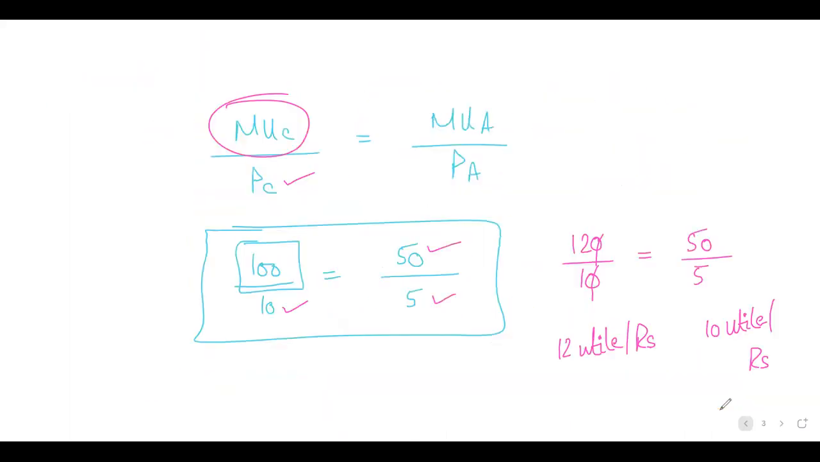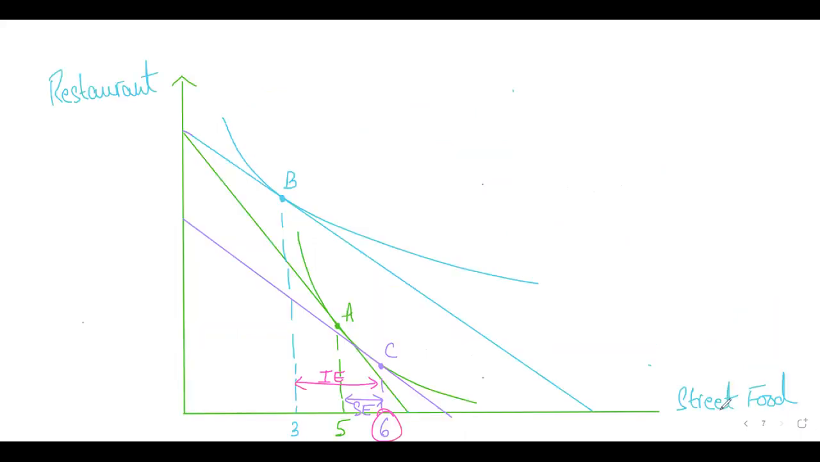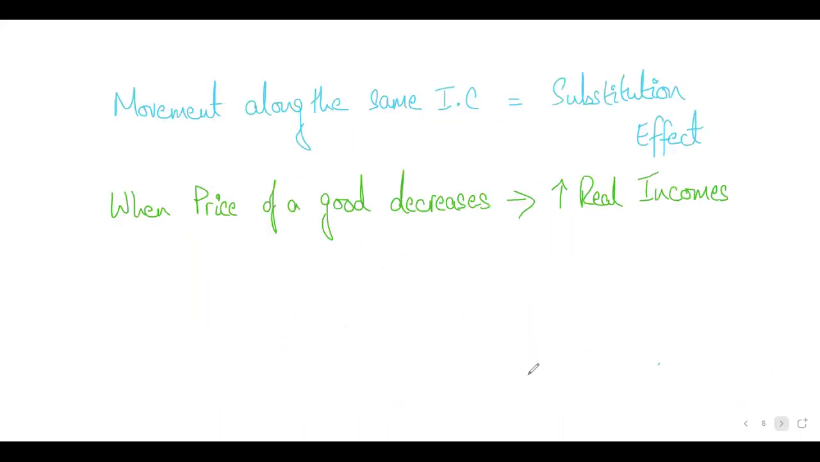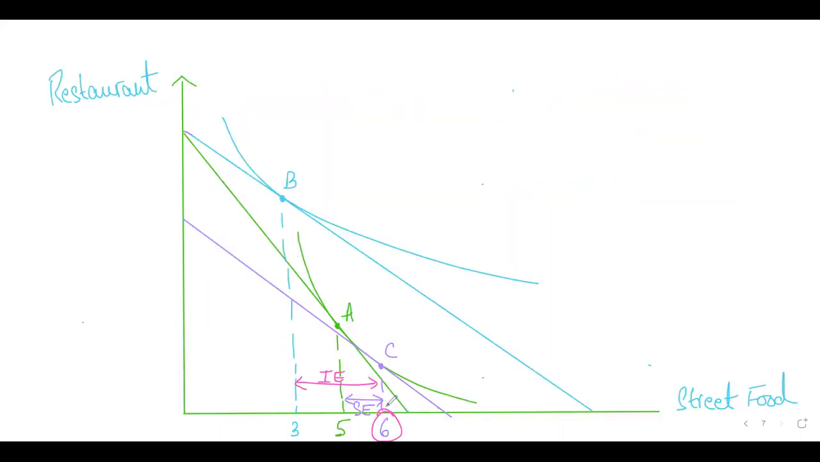this was a normal good, right? Whereas in the case of an inferior good, you saw that income effect was not greater than substitution effect. But in the case of Giffen goods, income effect is greater than substitution effect. Right, great, perfect.